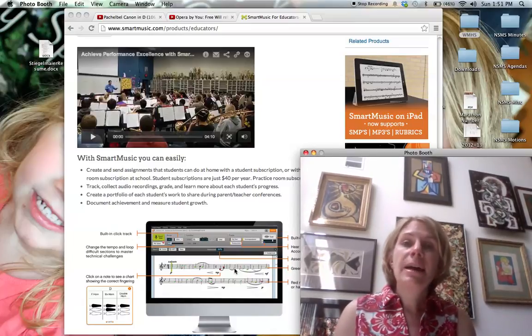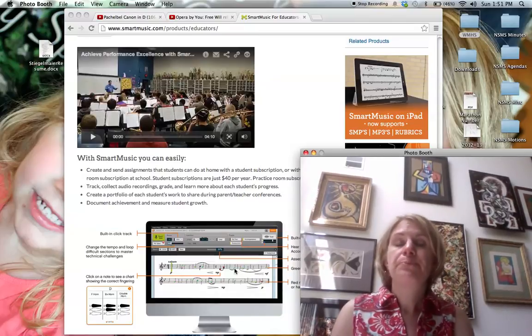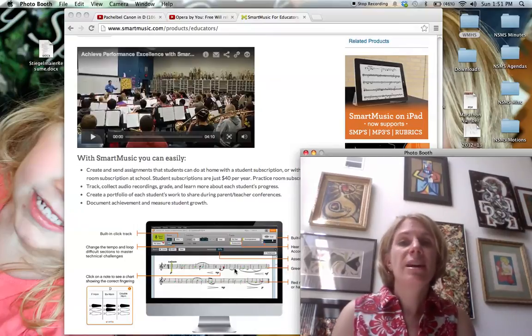They can slow it down, they can speed it up, and then SmartMusic will also tell them where they played things incorrectly. This can also be saved and sent on to their music teacher who can listen to it. This is a wonderful tool in place of playing tests that would take up a lot of time during the day. And students can also work again and again to get certain things right. It's a great practice tool.